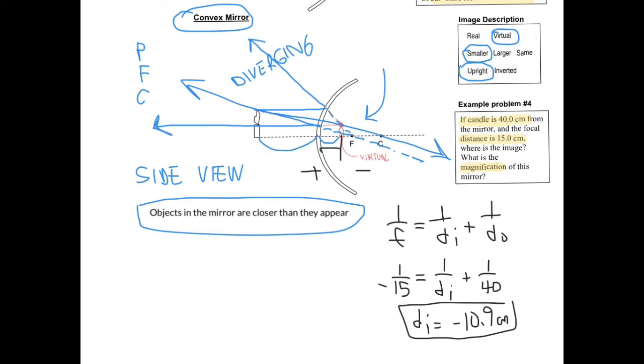And does that make sense if this is negative 10.9? Does that make sense if f is negative 15? Yeah, it's a little bit more than halfway.